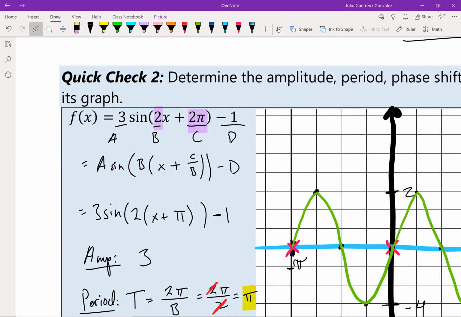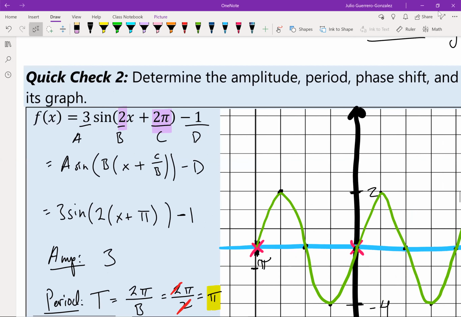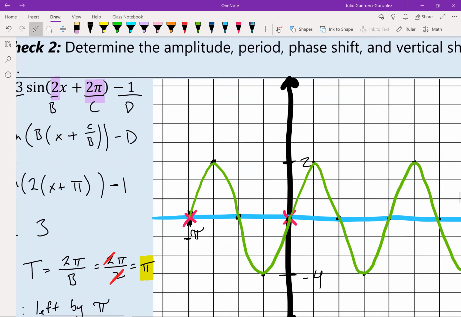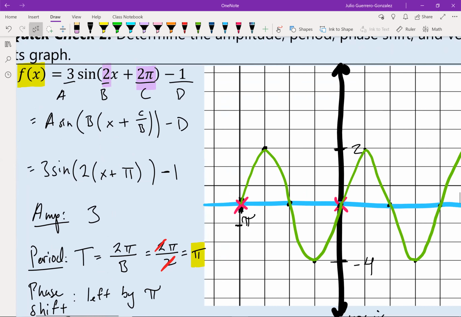All right, so let me go ahead and start covering this one. So we had this function right here, right? F of x is equal to 3 sine 2x plus 2 pi minus 1. And we needed to provide the four things, right? The amplitude, period, phase shift, and vertical shift, and then try to graph it, right? So the amplitude we got pretty easy.